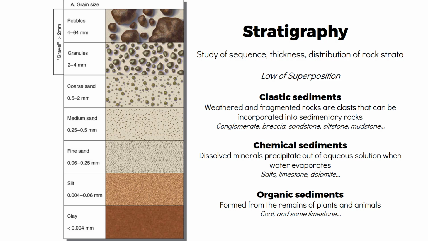Stratigraphy is the study of the sequence, thickness, and distribution of rock strata. The law of superposition states that lower strata are naturally older than upper strata because of the order in which they were deposited, in rock formations that are not deformed by other processes. Some sedimentary rocks contain clasts, or fragments of other rocks, while others are made of dissolved minerals that precipitate out of water, sort of like when you let a glass of water evaporate and you see that mineral film on the glass.